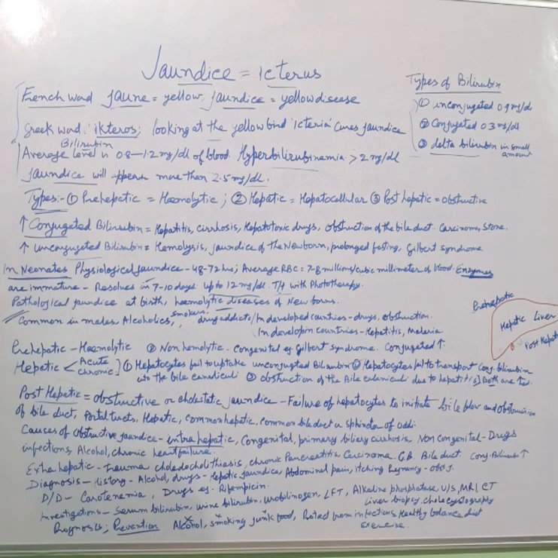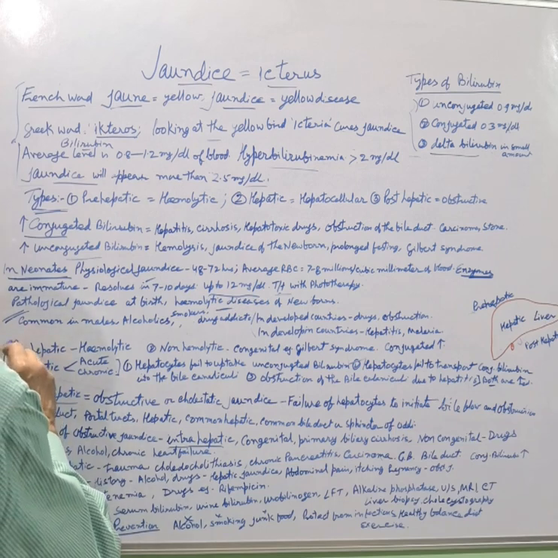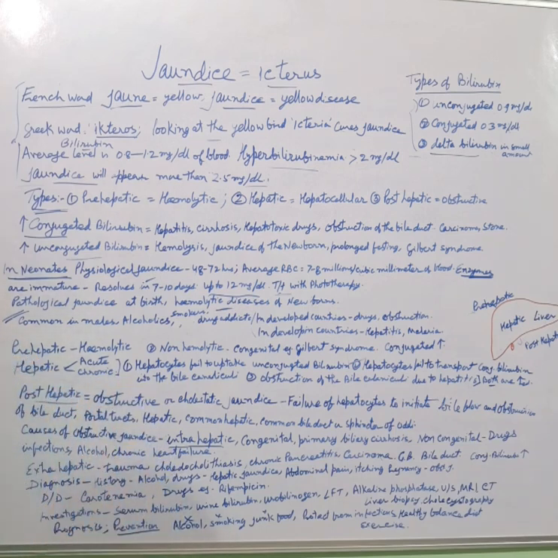Third is post-hepatic, which is obstructive or cholestatic jaundice. There is failure of hepatocytes to initiate bile flow and obstruction in the bile duct, portal tracts, hepatic duct, common hepatic duct, common bile duct, or sphincter of Oddi. There is obstruction in the flow of bile.